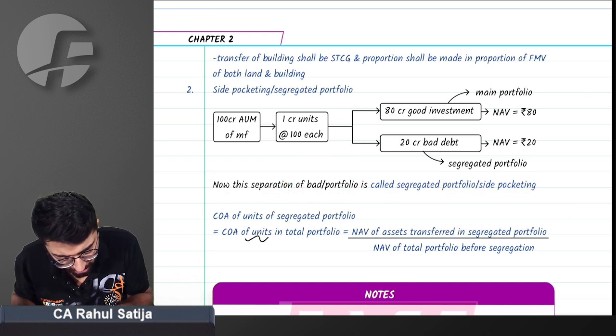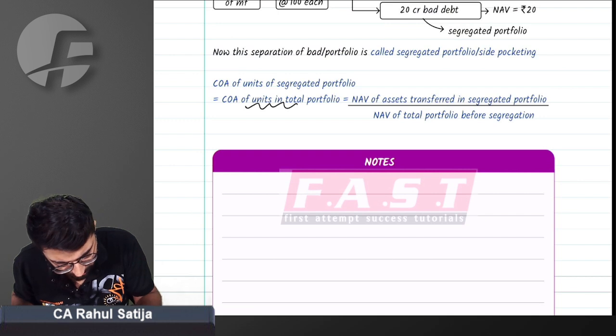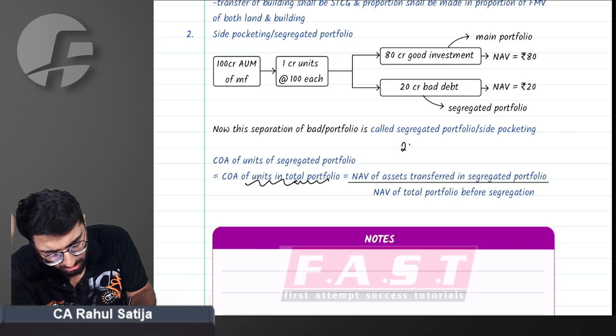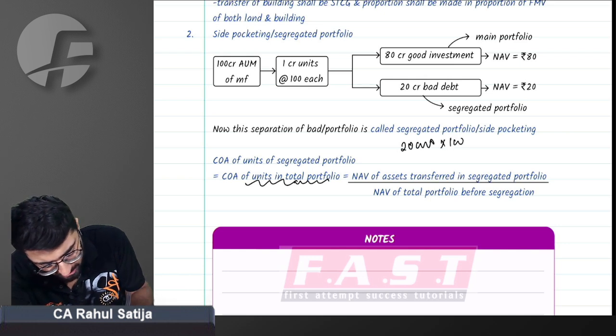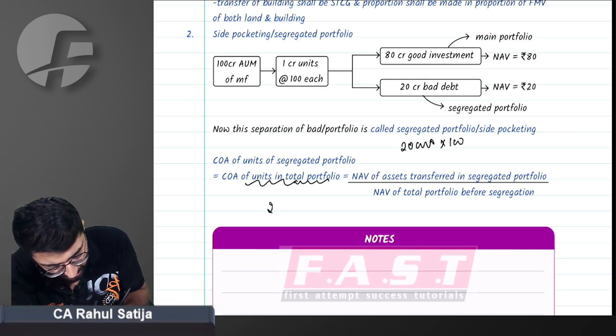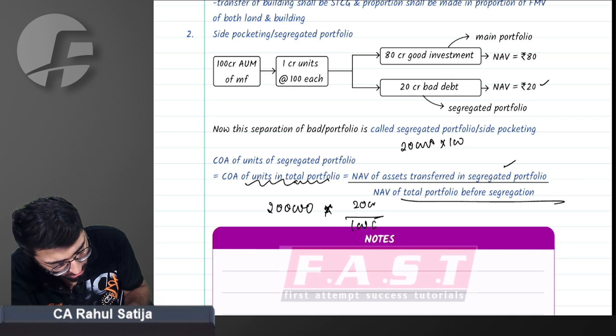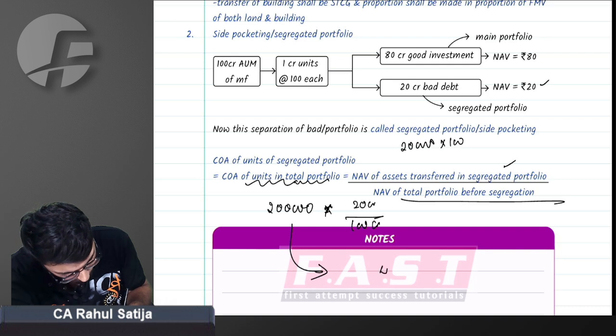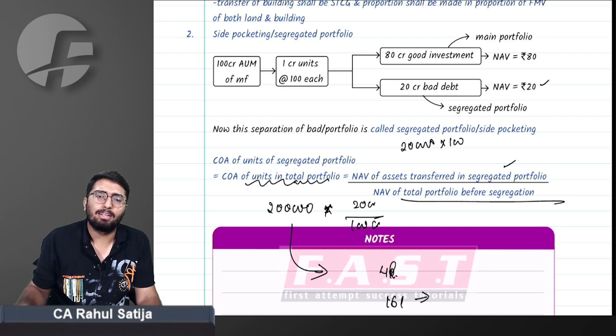Simply, the cost of the total portfolio you have to take. Take this example now. Cost of acquisition: for example, I have 20,000 units of 100 each. So whatever investment I have is nothing but 20 lakh rupees. NAV of the asset transferred to the segregated portfolio is 20 CR. NAV before segregation was 100 CR. So the value of the bad portfolio will be 4 lakh and 16 lakh will be the good portfolio. As simple as it can be.